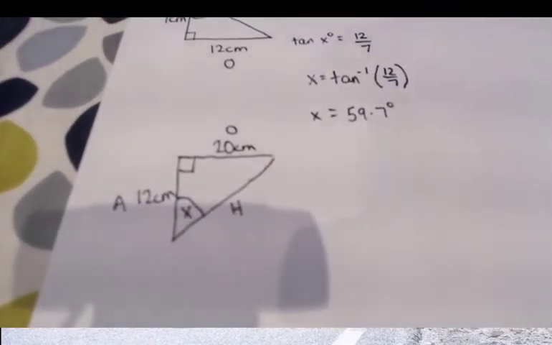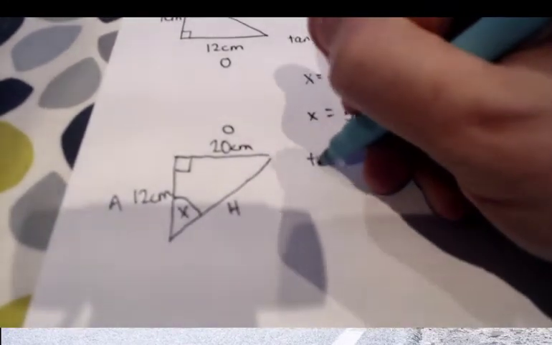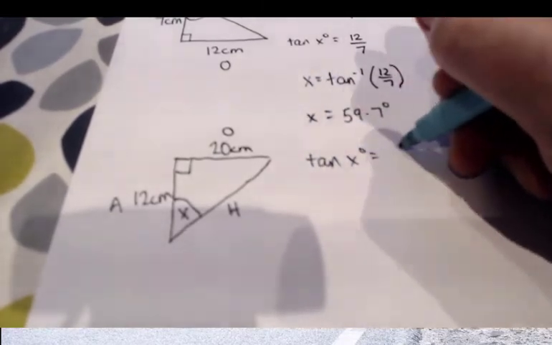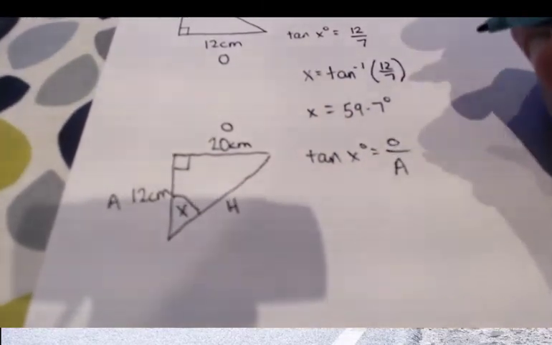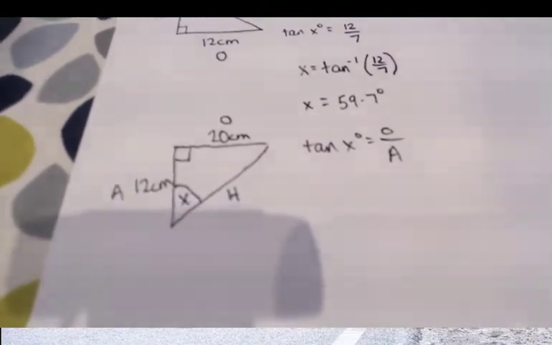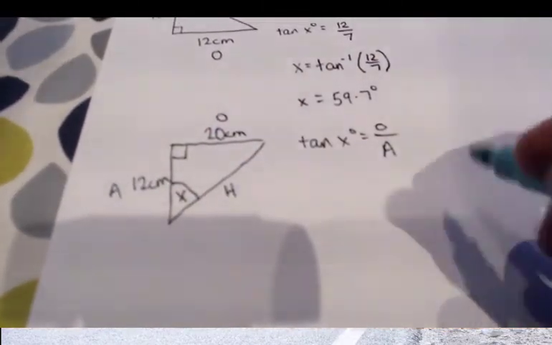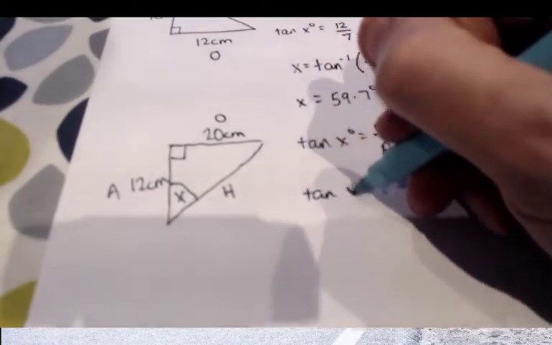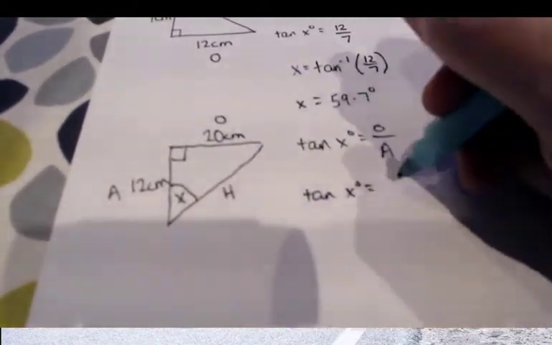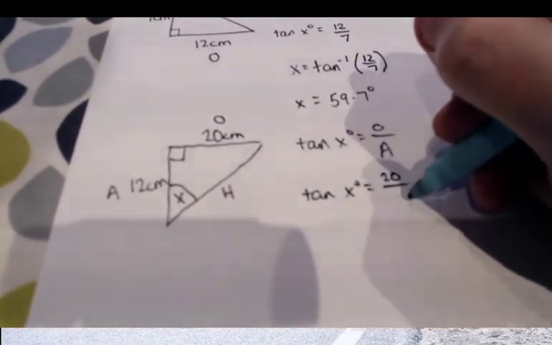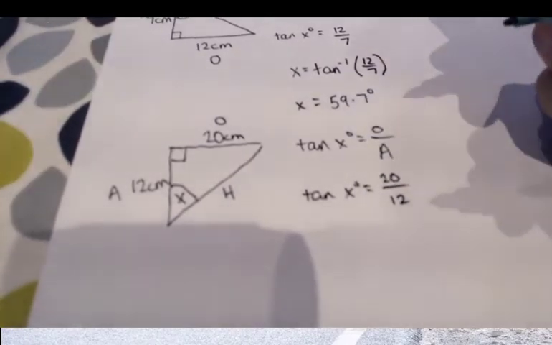Next step, I want to write down my rule. So tan x is O over A. It's the opposite divided by the adjacent. Now I'm going to bring these two numbers in, in place of the O and the A. So tan x is going to equal the opposite, which is 20, divided by the adjacent, which is 12.